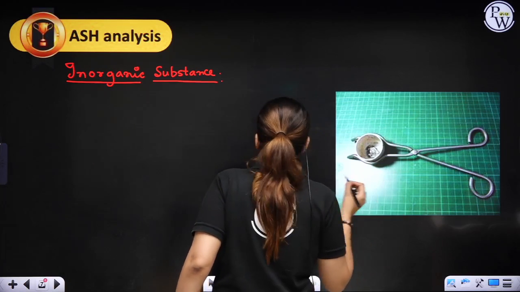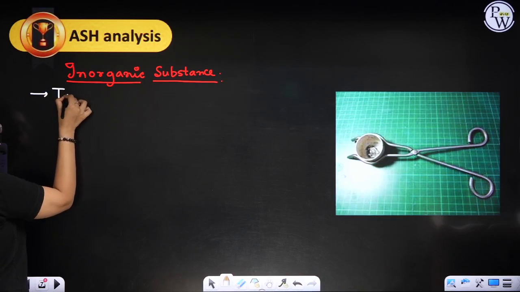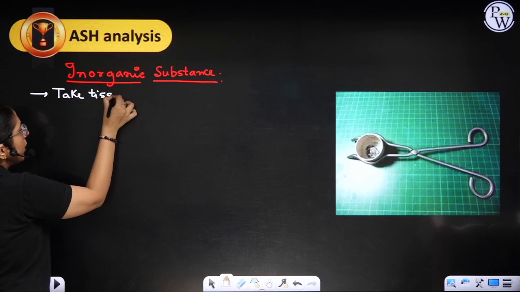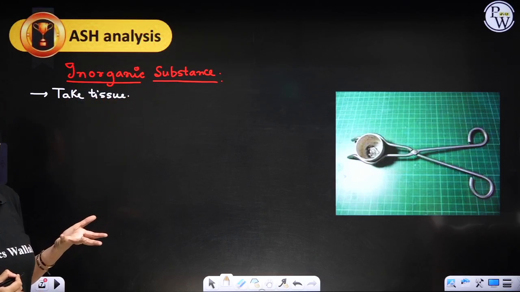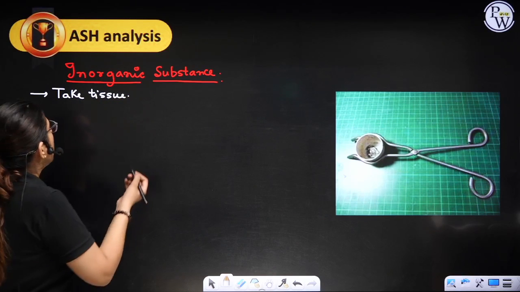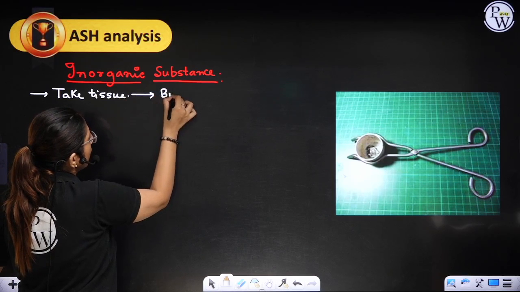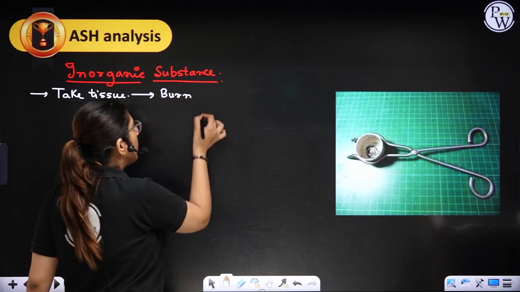So how can we do that? Buddies, you are going to take tissue, anything, tissue, leaf, whose inorganic analysis you have to do, right? What are the inorganic substances present? How will you analyze it? You're going to do the ash analysis. For example, you're going to take the tissue and you're going to burn it. Burn, right? What will happen?